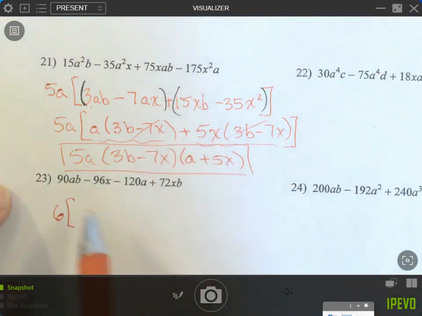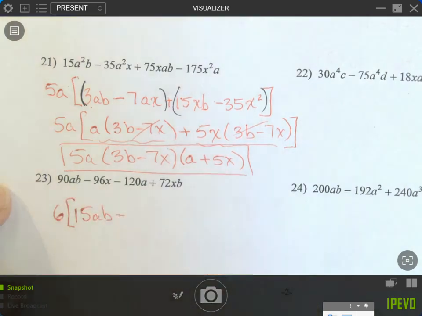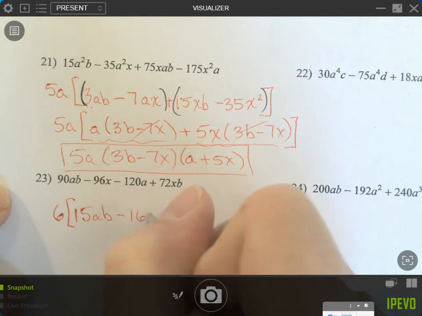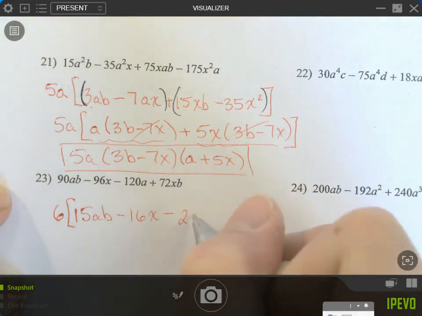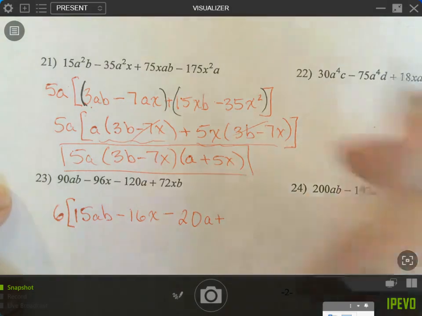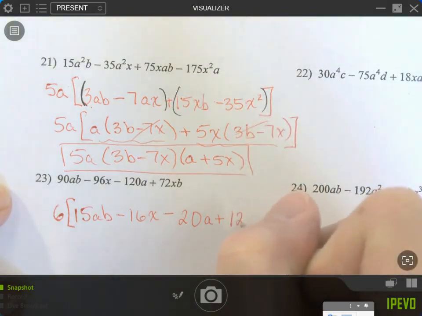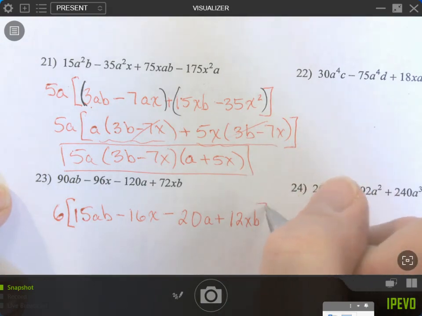All right. Can I take a variable out of everything? All right, so divide by 6. I get 15AB minus, what? Should be 16, right? Someone double check my math. Anybody agree with me? Well, what I think it is and what it might be are 2 different things. All right, so I divided everything by 6. And let's see if it works.